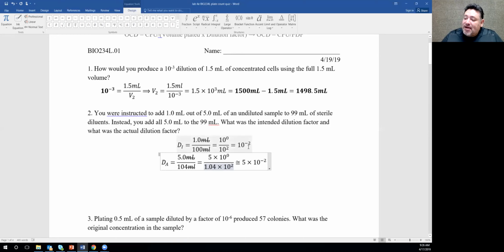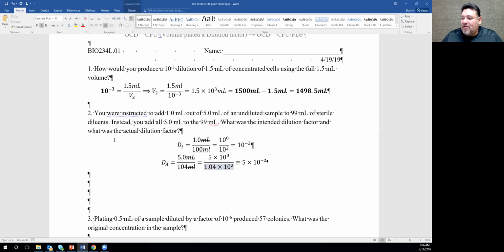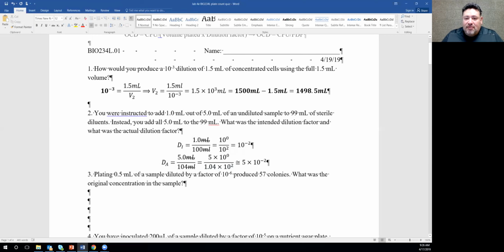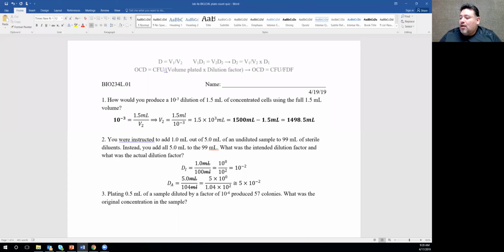So this is what it should have been. It should have been a 10 to the negative 2nd dilution. But the actual dilution came out to be a 5 times 10 to the negative 2nd dilution. So that's kind of a big mistake by whoever was doing this dilution. Okay, so I'm going to bold those 2 answers to emphasize the fact that that's what the answer is supposed to be. And we're going to move to the next problem, problem 3.